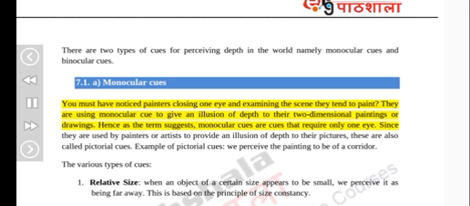They are using monocular cues to give an illusion of depth to their 2-dimensional paintings or drawings. Hence, as the term suggests, monocular cues are cues that require only one eye. Since they are used by painters or artists to provide an illusion of depth to their pictures, these are also called pictorial cues. Example of pictorial cues: we perceive the painting to be of a corridor.